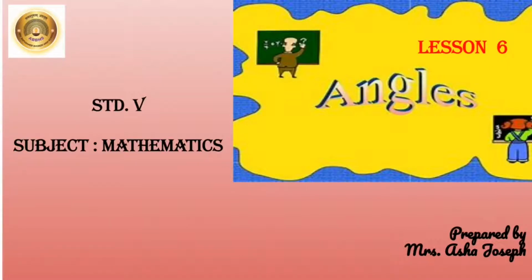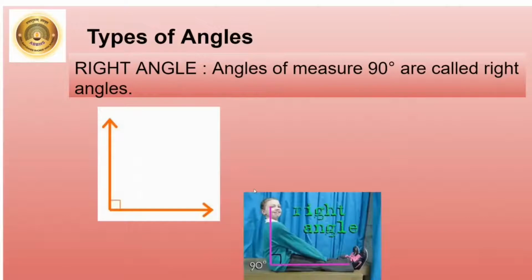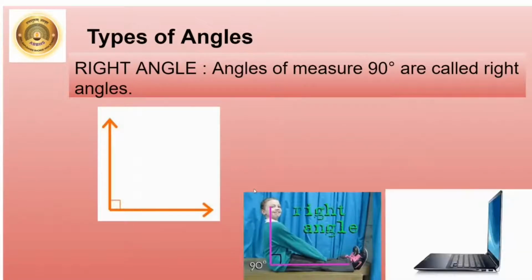In the previous classes we had seen how to measure an angle and also how to draw an angle using the protractor. Today let us move on to types of angles. Right angle. Angles of measure 90 degree are called right angles. These are a few examples of right angles. If the angle between the two rays is 90 degrees, it is called a right angle.